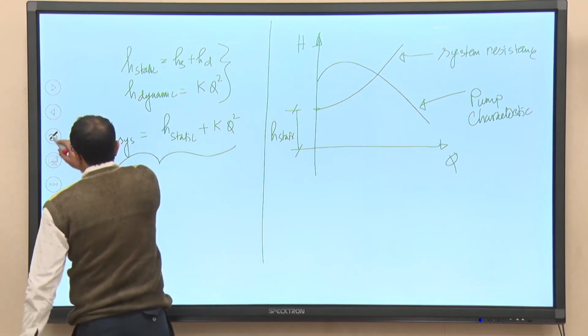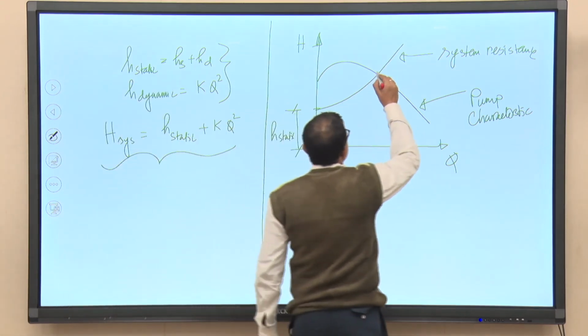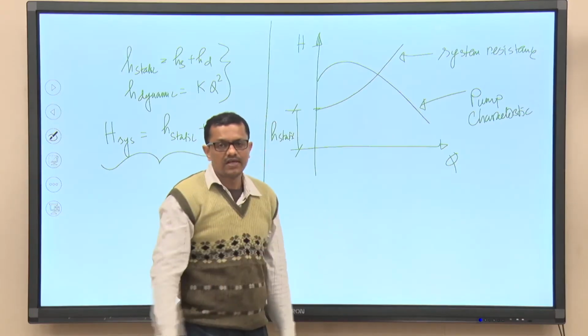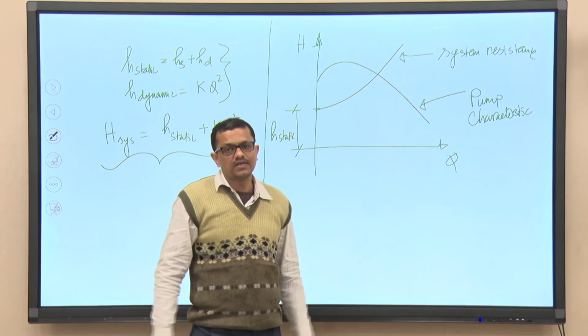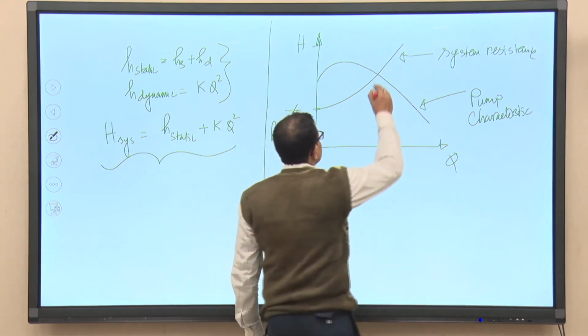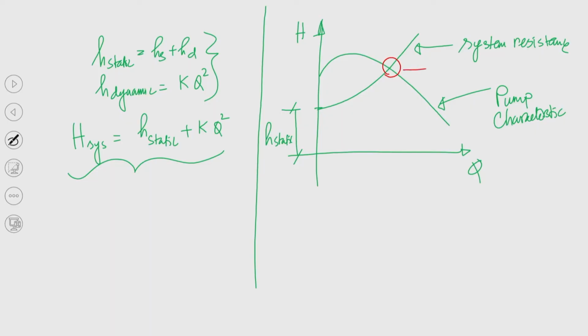Now, this point where these two curves intersect each other is basically known as the operating point. So, this point is known as the operating point, okay. And as I told you, the head and discharge corresponding to this operating point are, so this is Q required and this is H required, okay.